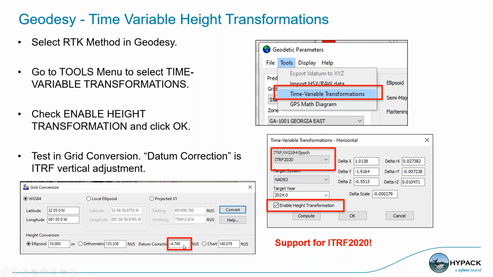You'll also see there's a little box there for datum correction, and that's the value that's being corrected when you check Enable Height Correction, Enable Height Transformation.